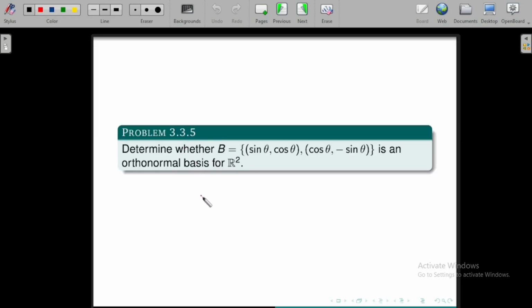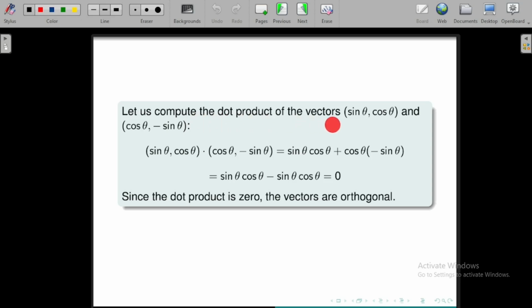So using the theorem, let us have a problem again. Determine whether B equal to {(sin theta, cos theta), (cos theta, minus sin theta)} is an orthonormal basis for R2. So let us compute the dot product of the vectors (sin theta, cos theta) and (cos theta, minus sin theta) to show that it is orthogonal. So the dot product becomes sin theta cos theta plus minus cos theta sin theta. It becomes 0. So this set is an orthogonal set of vectors.